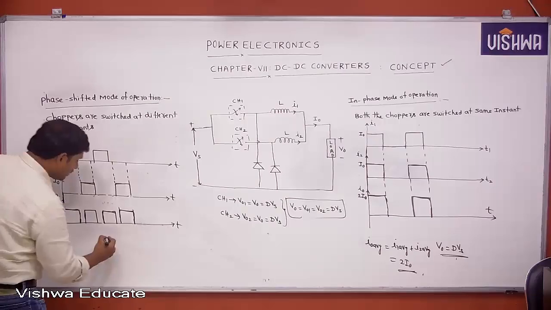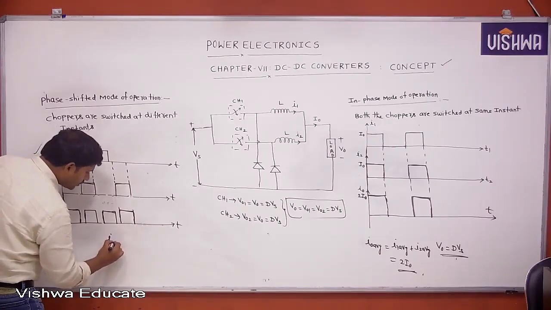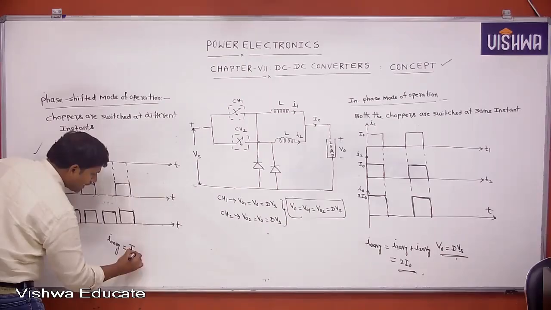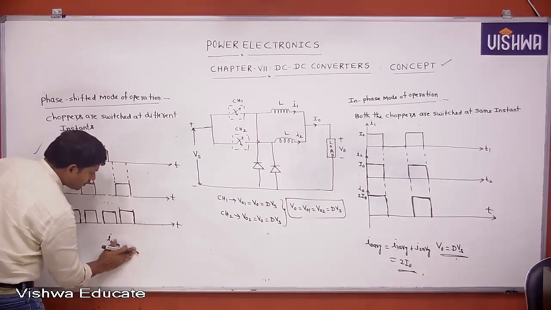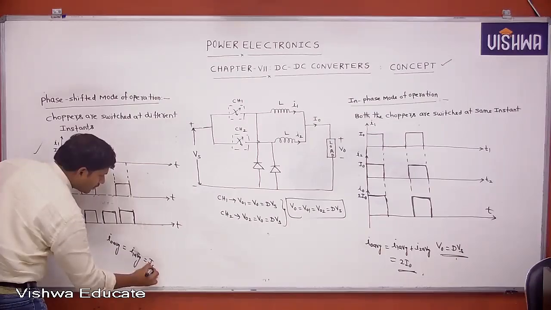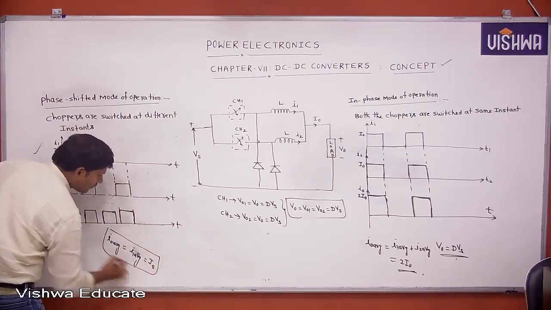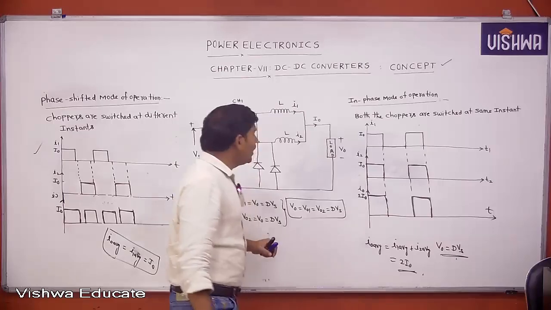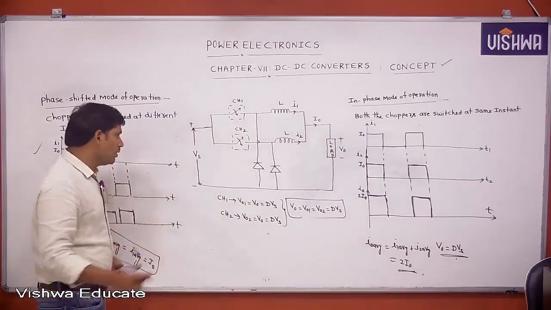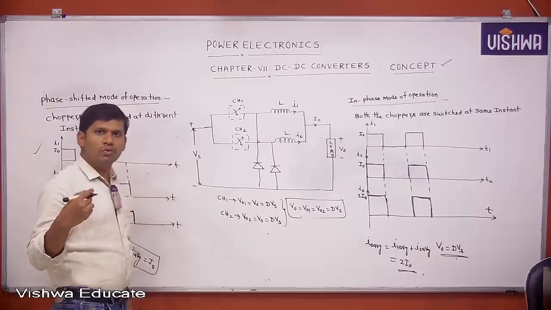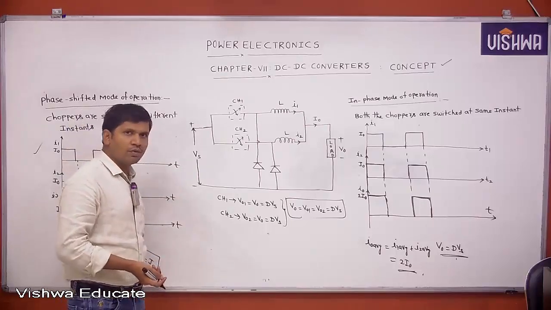Then what is I0 average equal to? I0 average, that is I1 average, equals I0 only. But what is the advantage of multi-phase choppers? The advantage of multi-phase choppers is, one, load sharing is possible to meet large load currents. That is one advantage.